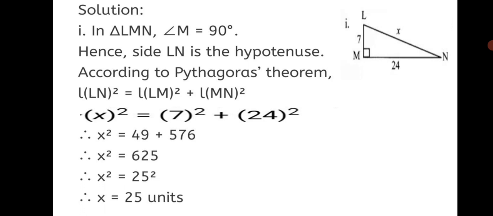Final answer. Now x square is equal to 625, which is the square of 25. So we substitute 625 as 25 square. Now we can remove the squares on both sides and write x is equal to 25 units. So this way, using Pythagoras theorem, we have found out the side of the right angle triangle which we had to find out.